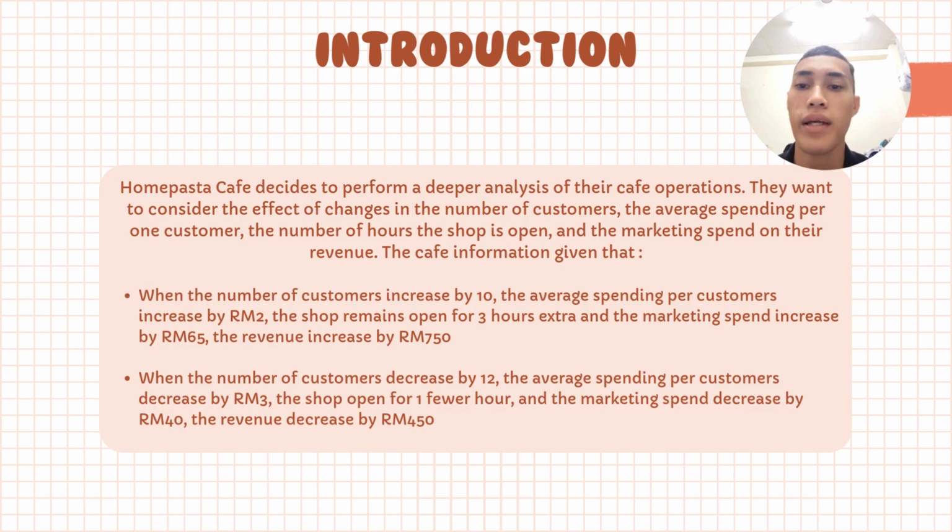The cafe information given: when the number of customers increased by 10, the average spending per customer increased by 2 ringgit, the shop remained open for 3 extra hours and the marketing spend increased by 65 ringgit, the revenue increased by 750 ringgit. When the number of customers decreased by 12, the average spending per customer decreased by 3 ringgit, the shop opened for 1 fewer hour and the marketing spend decreased by 40 ringgit, the revenue decreased by 450 ringgit.